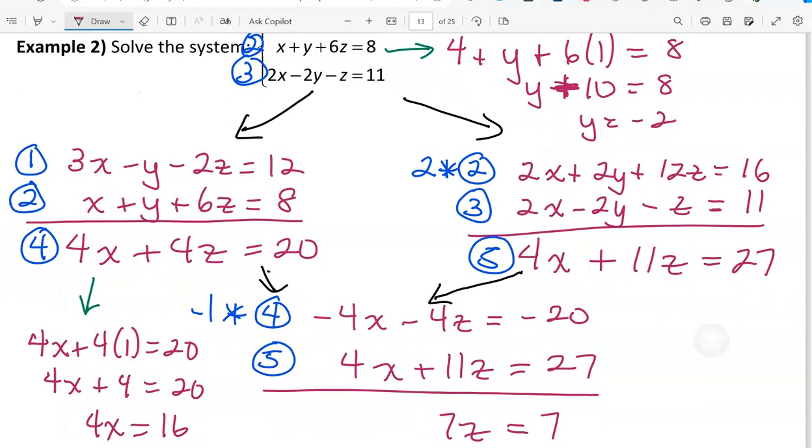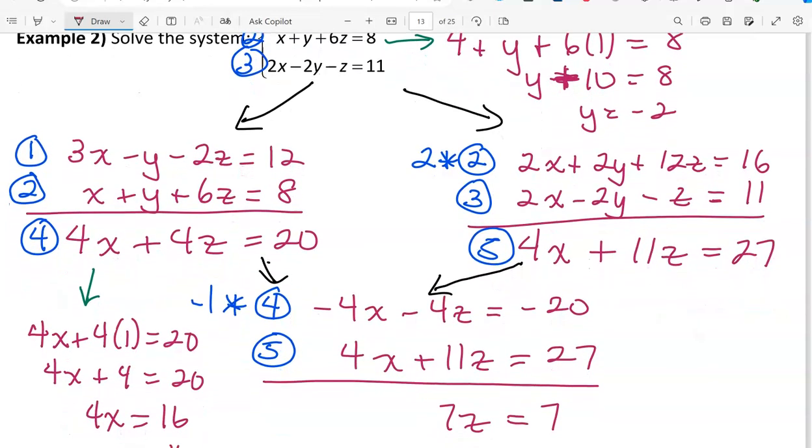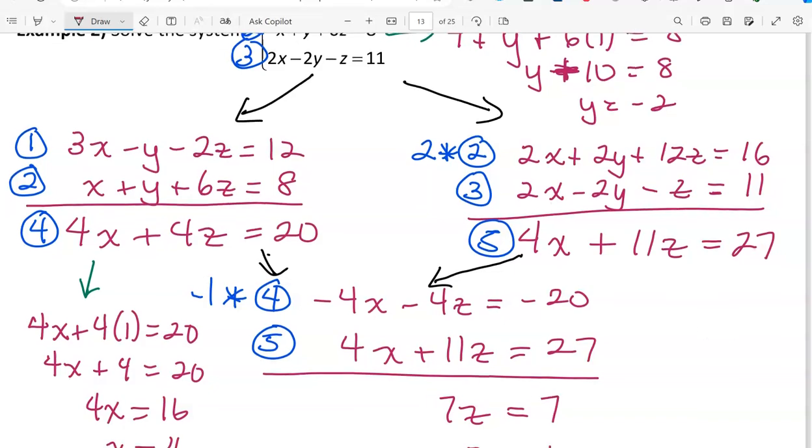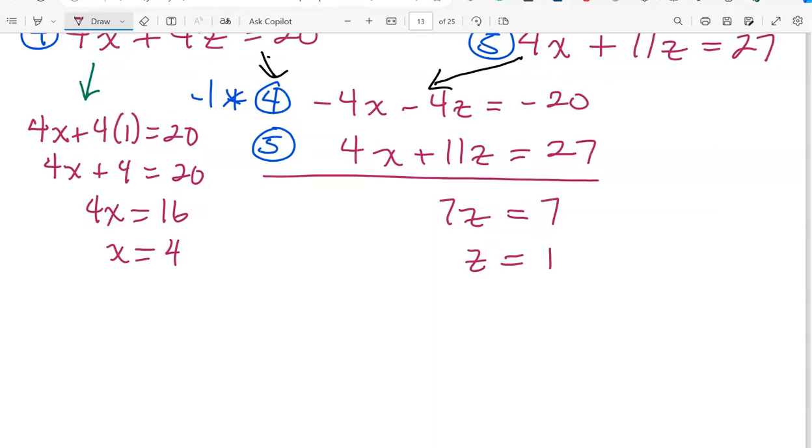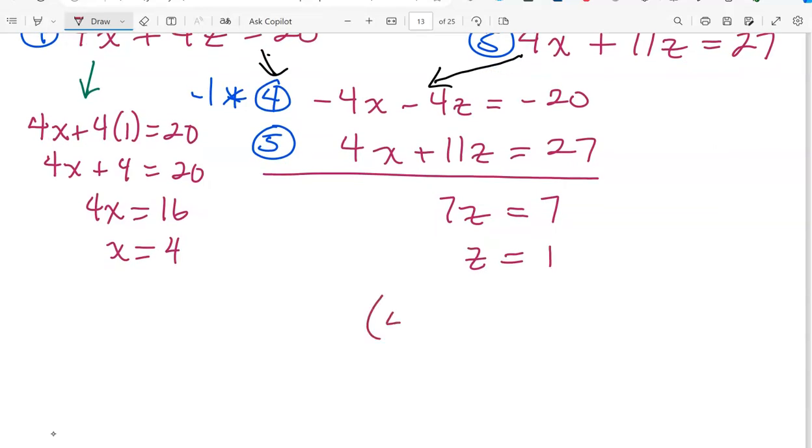And that gives us an ordered triple solution. We need to remember to put them in alpha order. So our x value is 4, y value is negative 2, and z value is 1. 4, comma, negative 2, comma, 1. Remember to put parentheses around your ordered pair solutions.